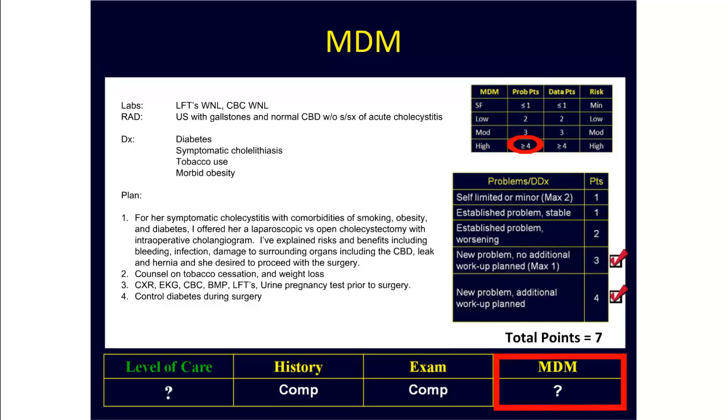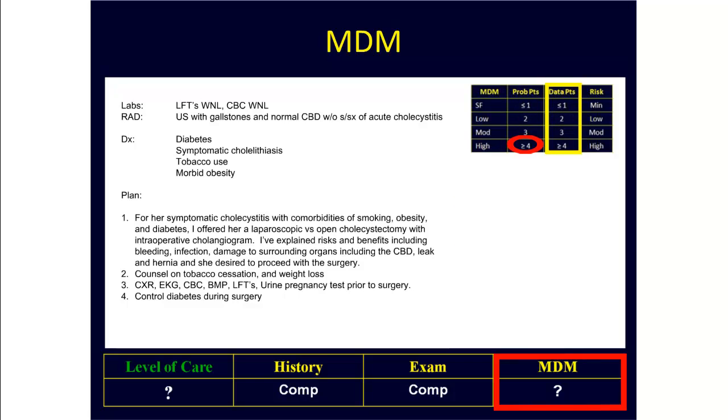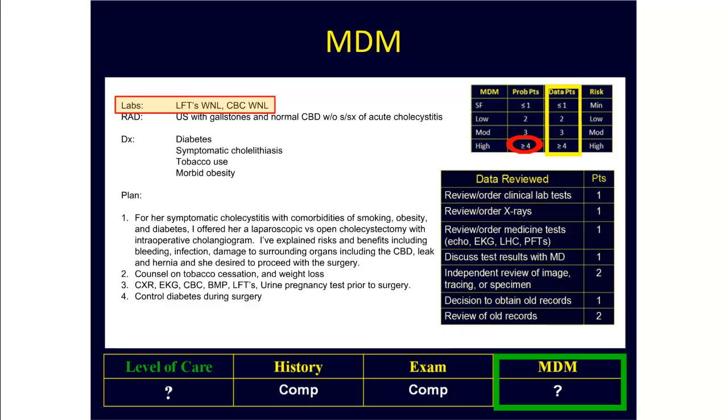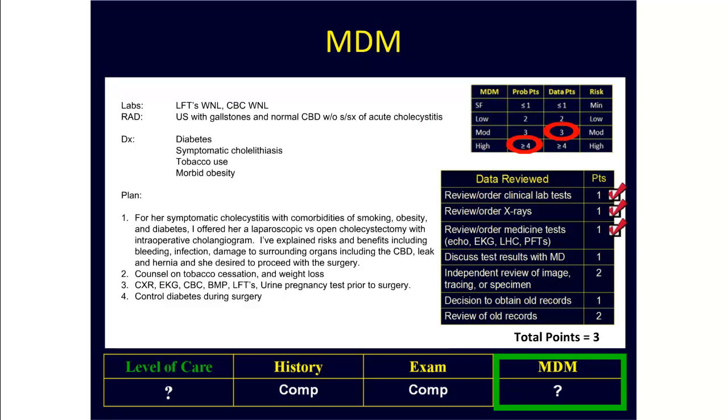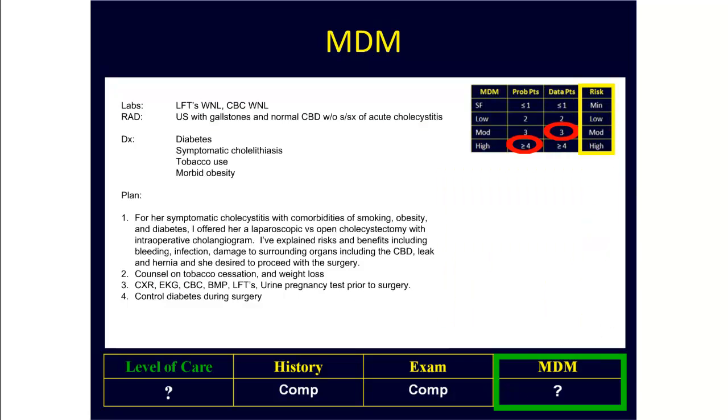Now that we know the problem points, the next step is to check the data points. Looking at the data points, here he'd get 1 point for ordering and/or reviewing labs, 1 point for looking at the ultrasound report and ordering a chest x-ray, and 1 point for ordering an EKG. This adds up to a total of 3 data points. The last step is to check the risk.